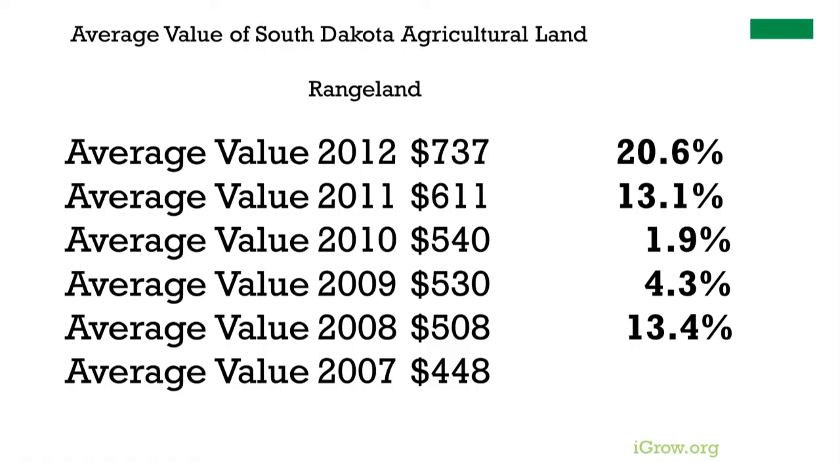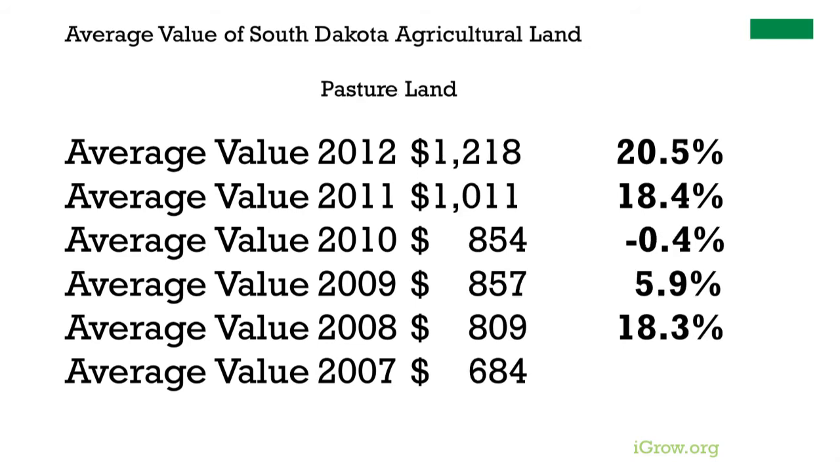As far as our changes from year to year for pasture land and rangeland, we'll start first with the rangeland. Again, we see the change from 2011 to 2012 being 20%. Again, 2010 being the year that we saw the lowest change. And as far as our pasture land, 2010 being somewhat significant, and it's the only negative change that we've seen in any category of land since 2007. Again, our pasture land changes from year to year being very, very strong.